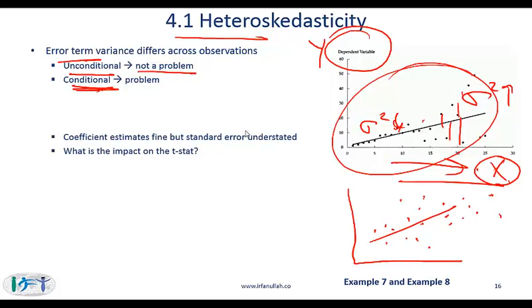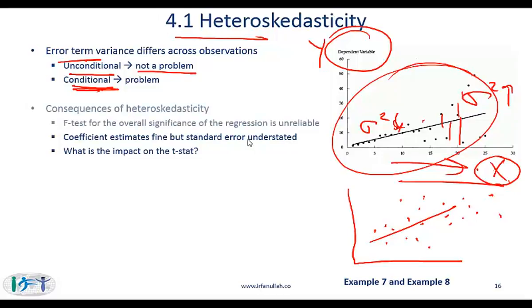When you have heteroscedasticity, what are the consequences? The F-test for the overall significance of the regression is unreliable. So you will do an F-test that's not reliable. The other is that coefficient estimates are fine, but standard error is understated.